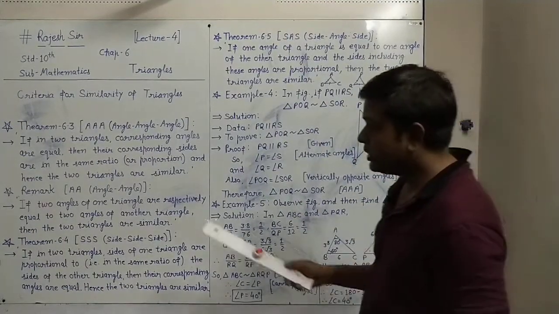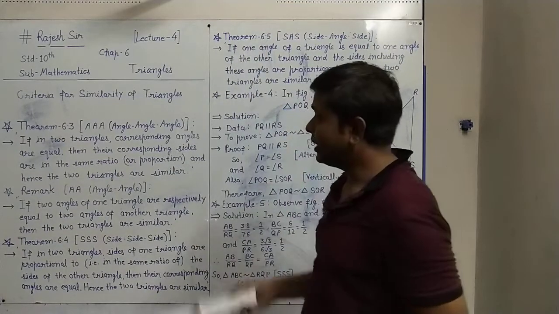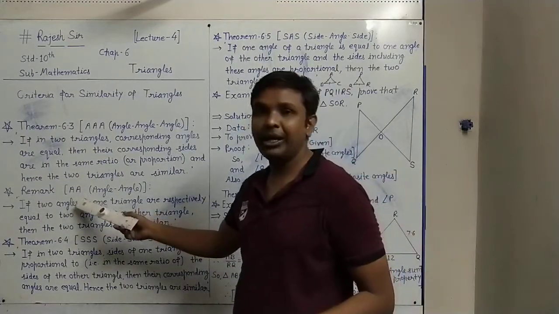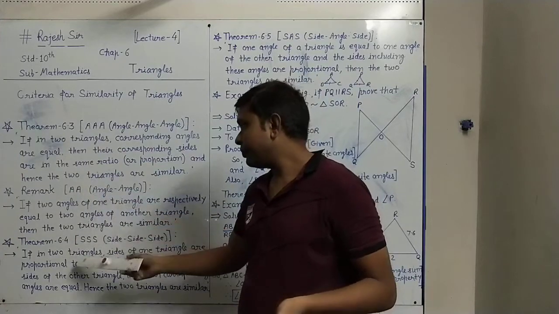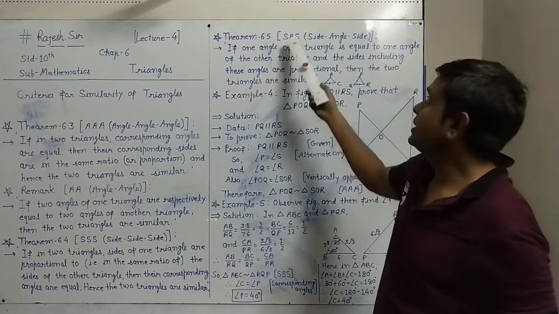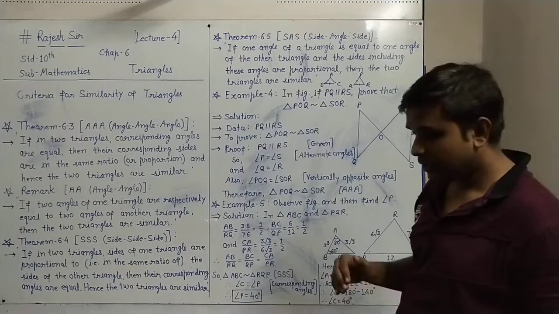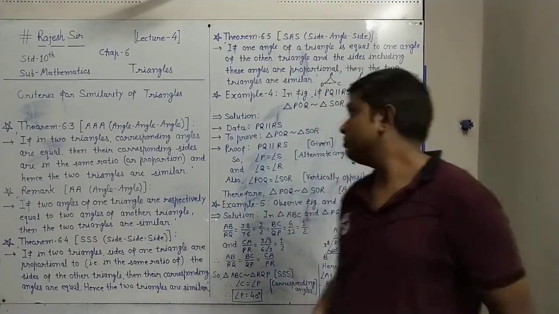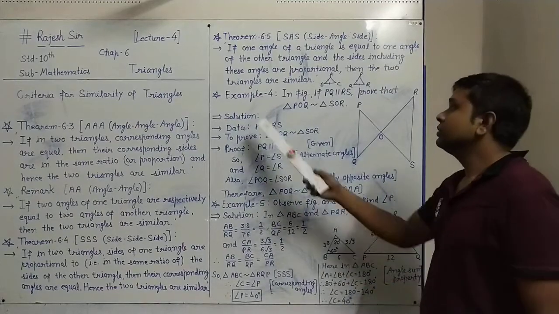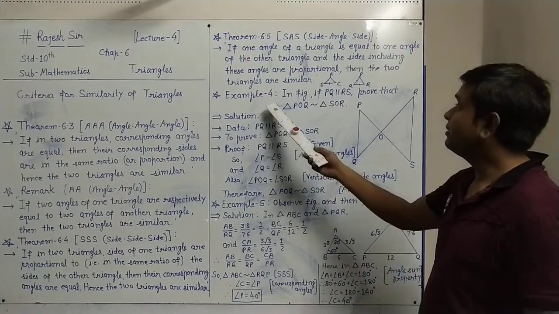So theorem 6.3, 6.4 and 6.5, as well as this remark: AA criteria, SSS theorem, SAS theorem. Using these, we will see some examples now based on these theorems. So first of all, we have example 4 here.